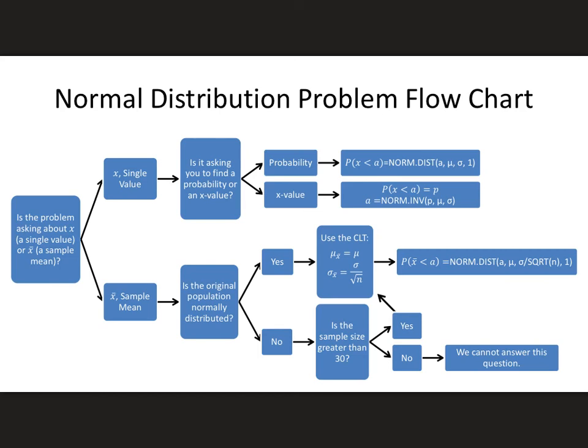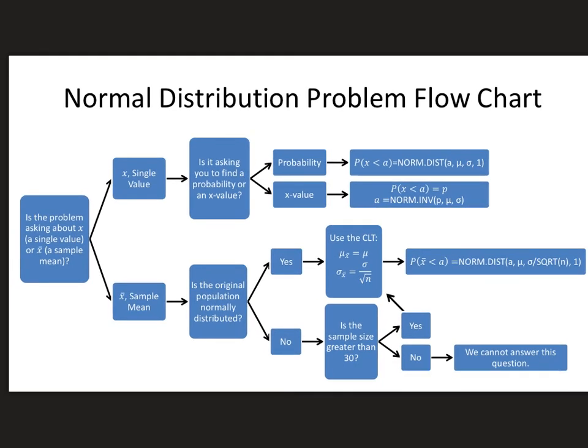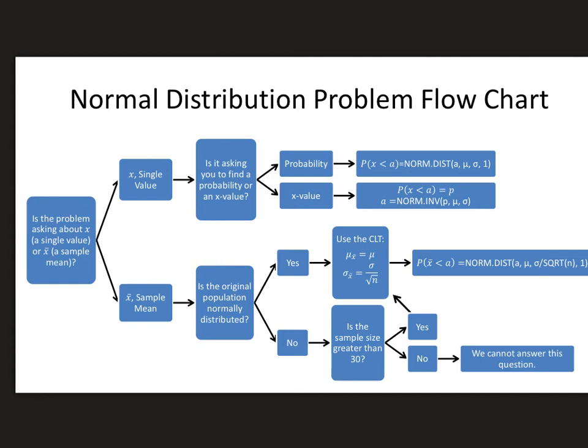So that normal distribution, we've done a lot of different normal distributions. So here's a little flow chart for you to help keep track with everything that we've done. The first thing, is the problem asking about an X, or is it asking about a sample mean, X bar? If you're looking at a single value, you're going to come up here, and then you'll go across, right? So is it asking us to find a probability or an X value? If it's a probability, you use norm.dist. If it's an X value, that's when you use norm.inverse.